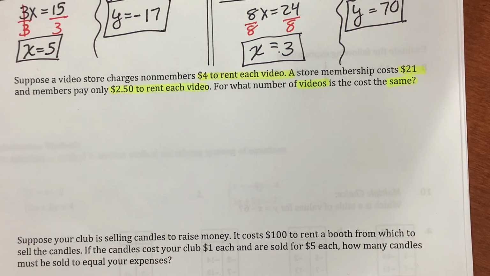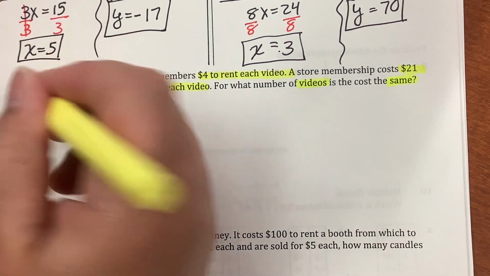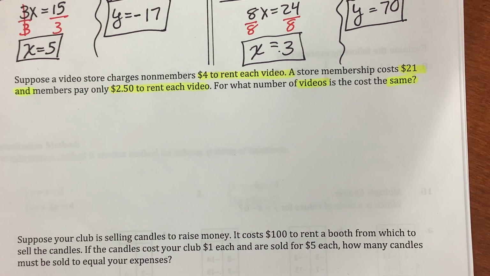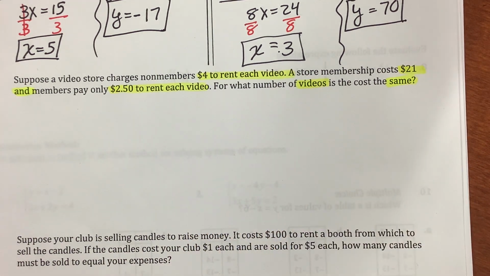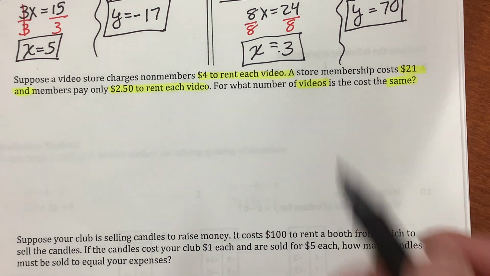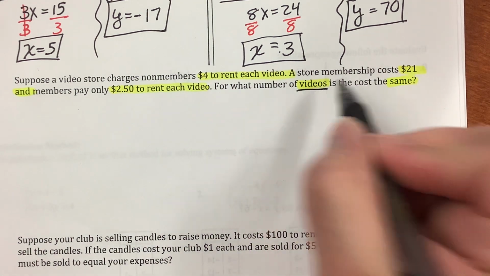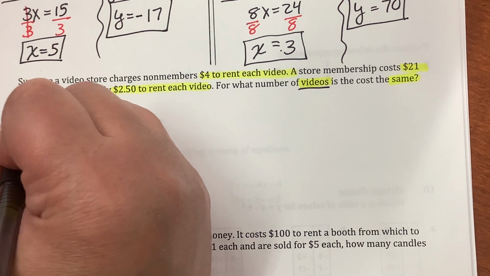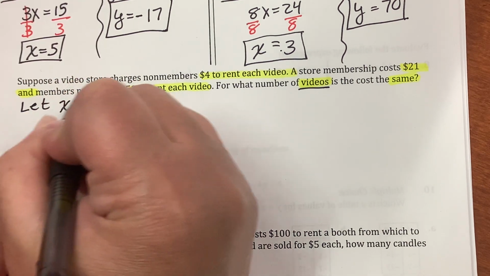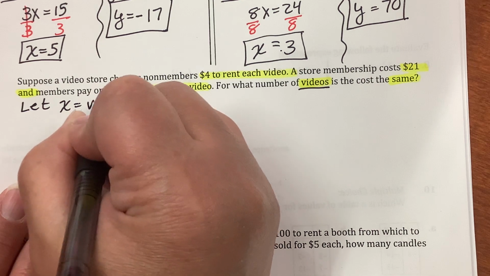All right, so I highlighted $4 to rent each video. I highlighted 21, the word "and," because that's addition, and $2.50 for each video. So we're just going to write two equations. For which number of videos is the cost the same? The sentence usually tells me what to use for x. It says videos, so I'm going to start with let x equal videos.